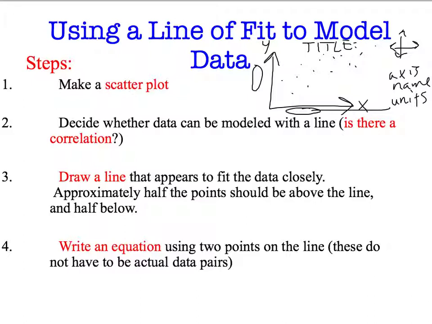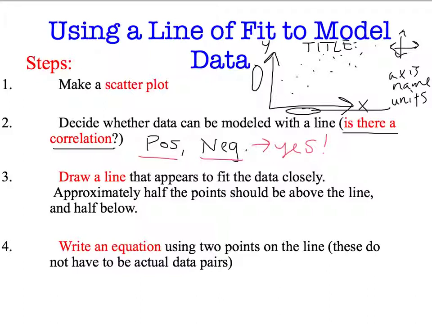What we're asking here is, is there a correlation? So remember, a correlation would be positive or a negative correlation, but you cannot draw or model the correlation with a line if there is no correlation. So is there a correlation? Is it positive or negative? If it's positive or negative, then you can model. So yes. If it's a no correlation, then you cannot model it with a line.